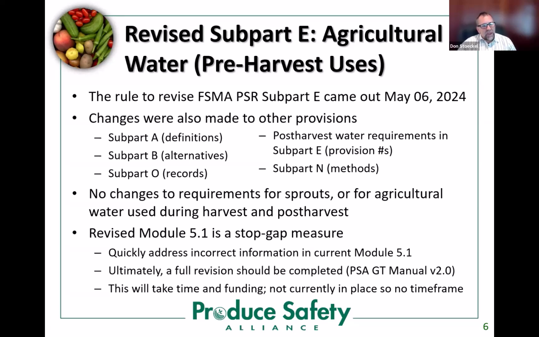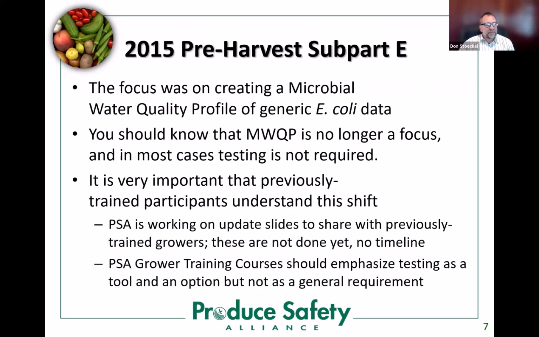We want to inform everybody or remind people that the revised Module 5.1 is a stopgap measure. We wanted to work as quickly as we could to address the information that was in the current Module 5.1 because it's no longer accurate to what the requirements of the produce safety rules say. Ultimately, we would love to do a full revision for the produce safety training manual version 2.0. That's going to take some time and resources, and we don't have a timeline for actually accomplishing that yet.